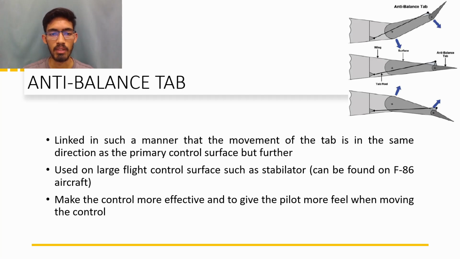Anti-balance tab. Linked in such a manner that the movement of the tab is in the same direction as the primary control surface but further. Used on large flight control surfaces such as the stabilizer, and it can be found on F-86 aircraft. It makes the control more effective, and gives the pilot more feel when moving the control.